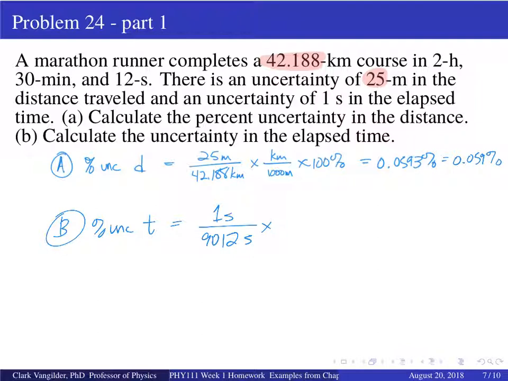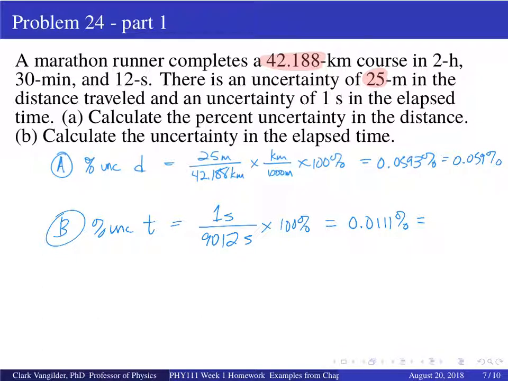So times the 100%, it's already got the units taken away, and so what do we get? We get 0.0111 if you were doing this on a calculator. And really, we have 1 significant digit.